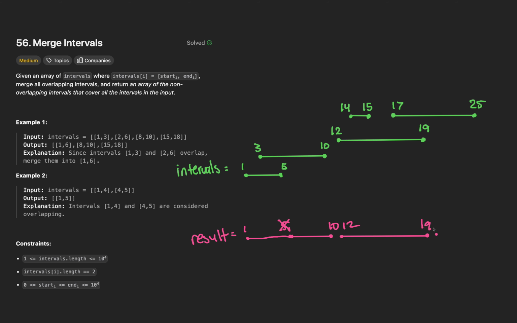We generalize our rule that we only ever push to our result if our result is empty or we have non-overlapping intervals. On the next iteration, we have this current interval. We compare it with the previous one. They overlap because the current interval started before the previous one ended. 14 is less than 19, so we will merge them.